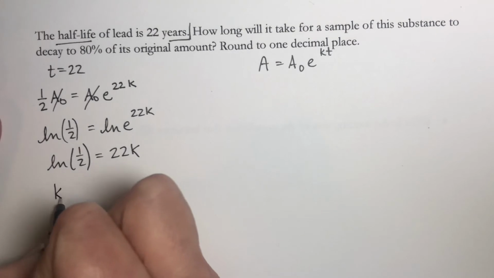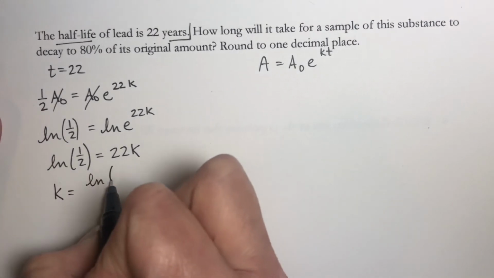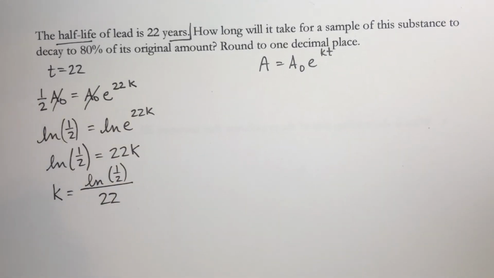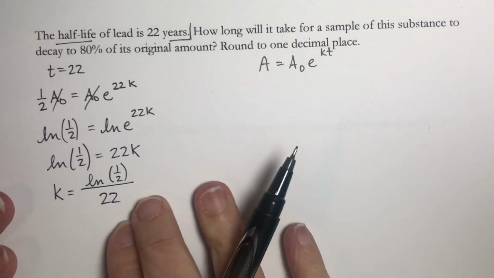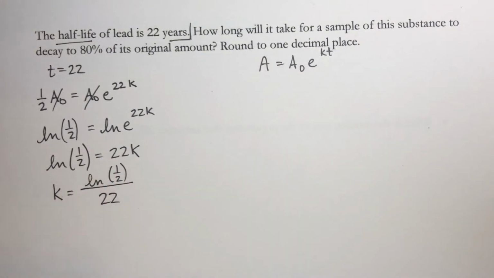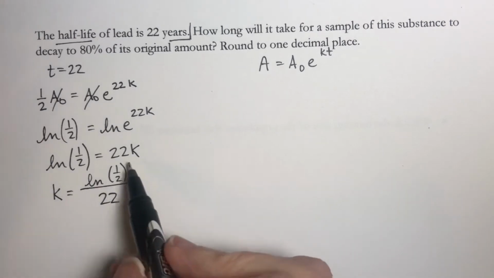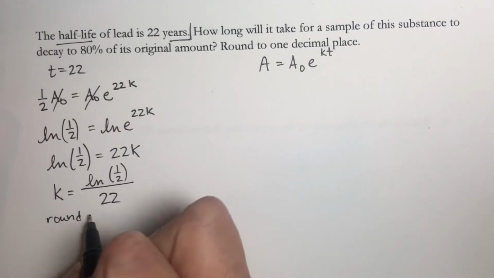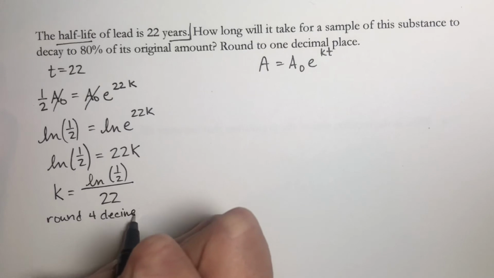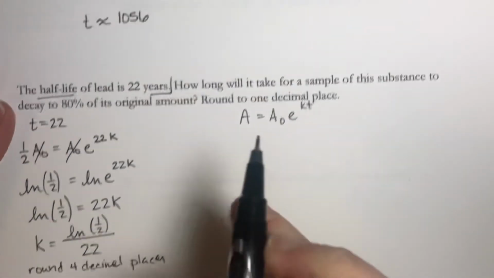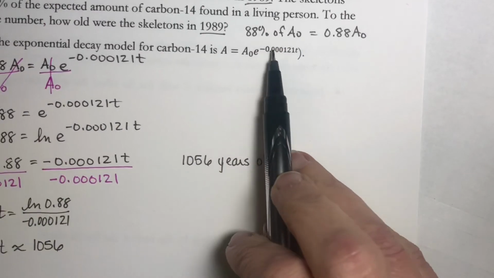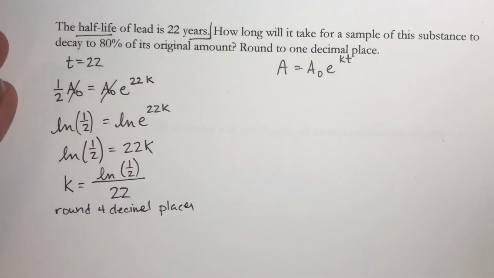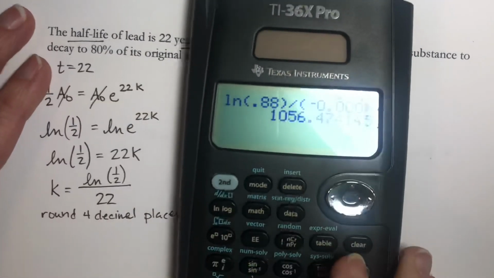So what is our k value? k is exactly natural log of 1/2 over 22. Of course, you don't want to take this and rewrite your equation with this. So what I'm going to do is figure out what this is and round to, let's say, 4 decimal places. If you look right here at this k value, I'm not requiring as much precision as right here. So let's use a calculator and figure out what this is.